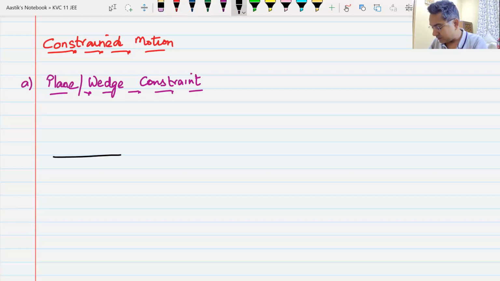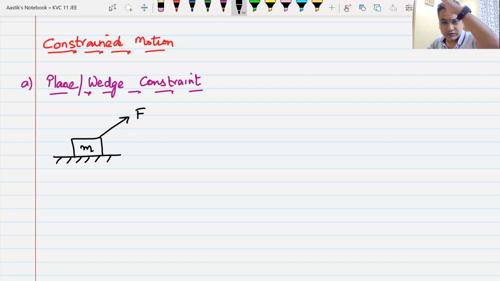If you have a body which is kept on a horizontal floor, unless otherwise stated, if I apply a force F here, we understand that this body is not going to fly off. This body is supposed to move along this plane. It cannot move perpendicular to the plane. If I apply a force like this, it cannot go inside the plane. It has to move along the plane. You can call this the plane constraint or the wedge constraint.